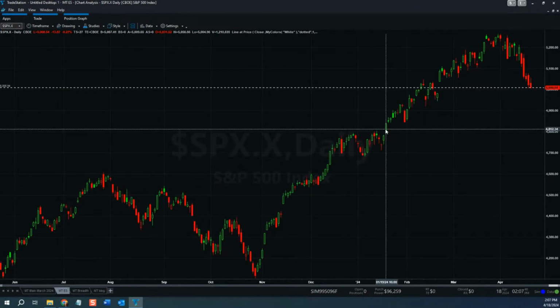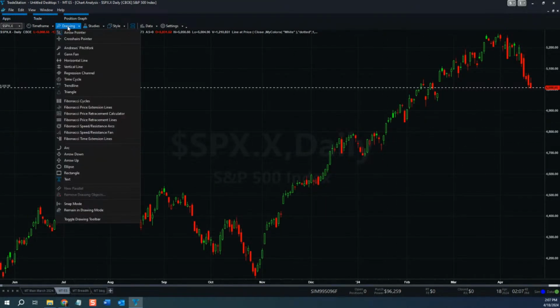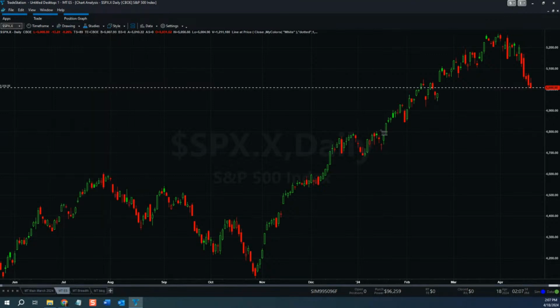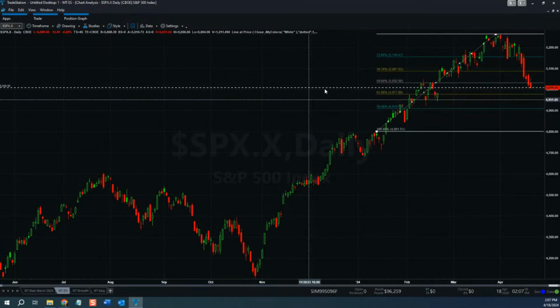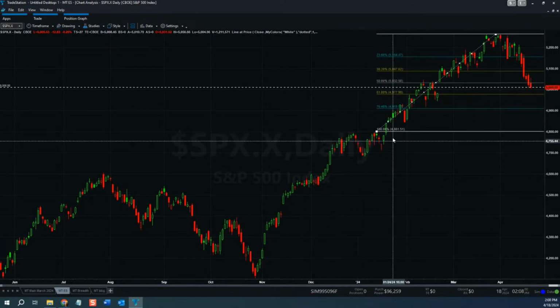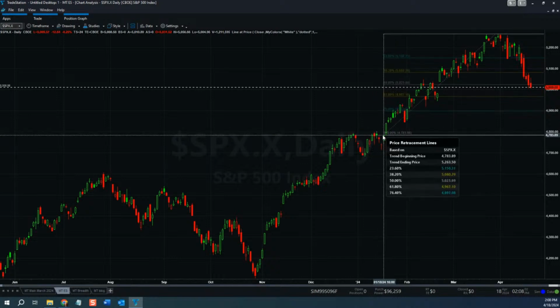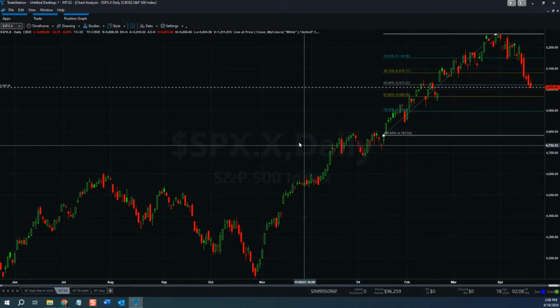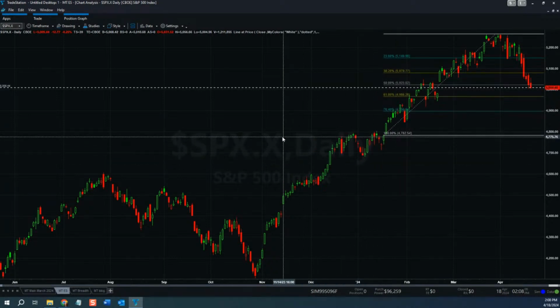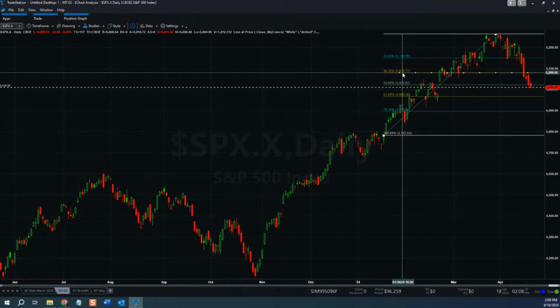This was really the breakout right here. So we go to our drawing tools, go to Fibonacci price retracement lines, and let's just drop from right about there. What I did was look from the day before the breakout, and we're actually down, we've retraced a little bit more than half. However, we've retraced about half, and this is also just something to bear in mind.